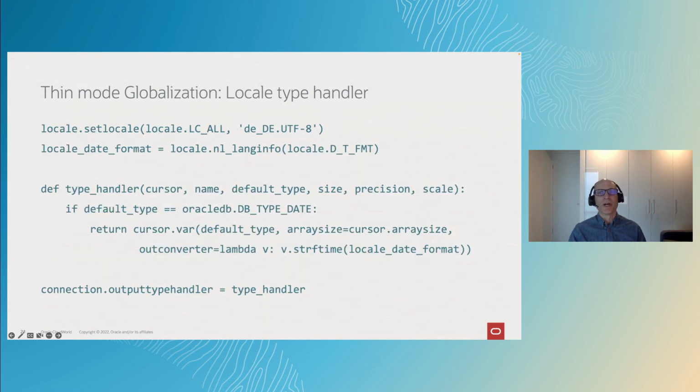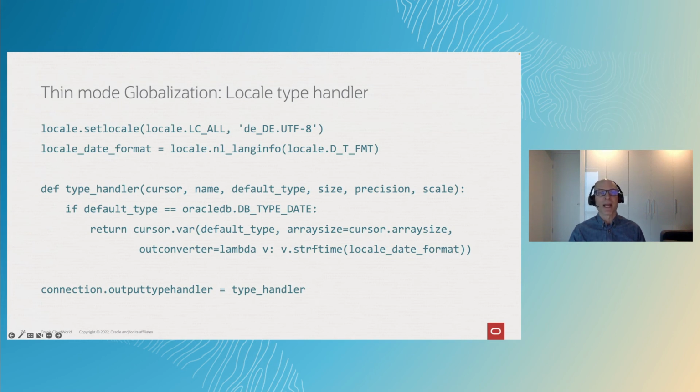And the answer is to use Python's native functionality. So here is an example showing an output type handler set on the connection. At the top two lines, just setting in Python space with locale, creating a locale date format to the format that the application wants.